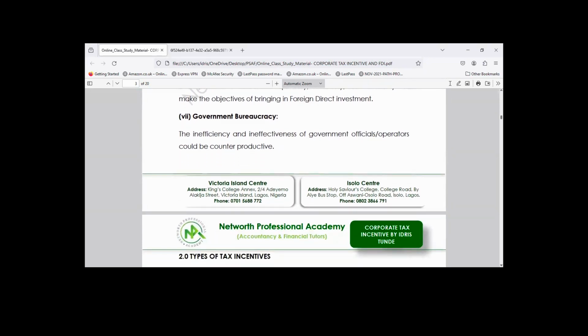Another one: government bureaucracies. Most of these tax incentives, by the time you say come to Nigeria and we'll give you a tax incentive, when the company comes to Nigeria, you have given them the tax incentive. Some of the policies of government will frustrate those foreign investors into moving out of Nigeria. Take for instance a change in government. One government gives a company a corporate tax incentive that in the next 5 or 6 years, you will not pay any tax.